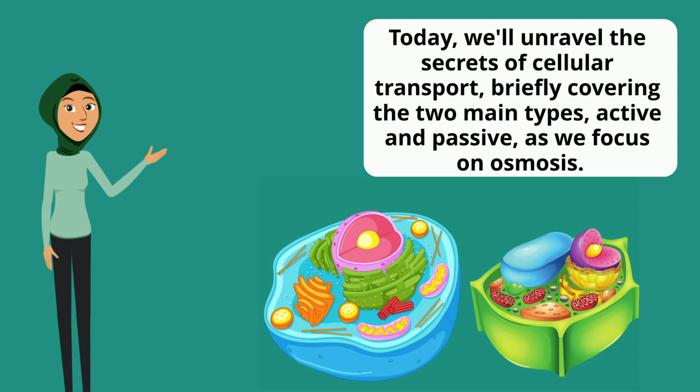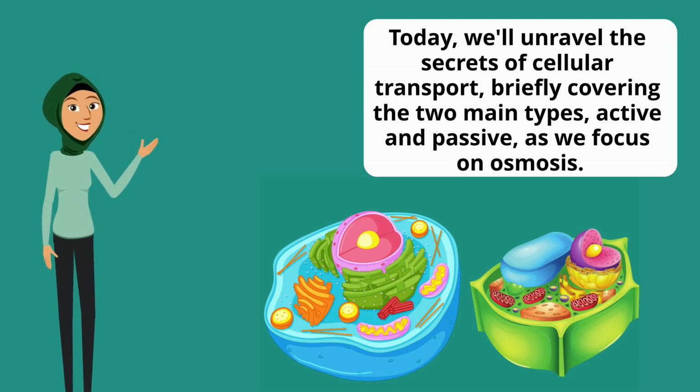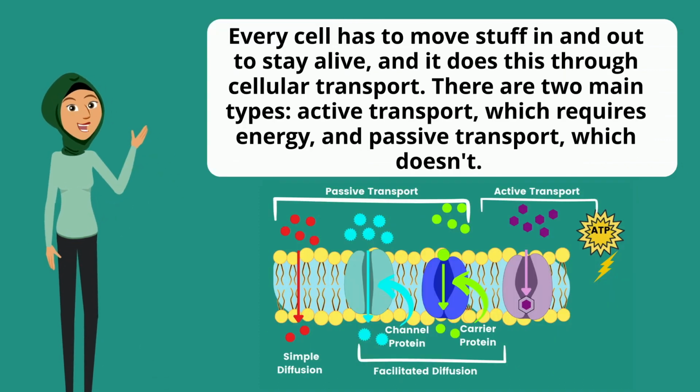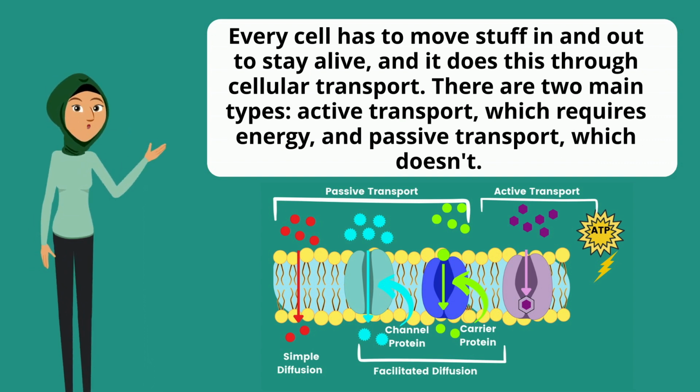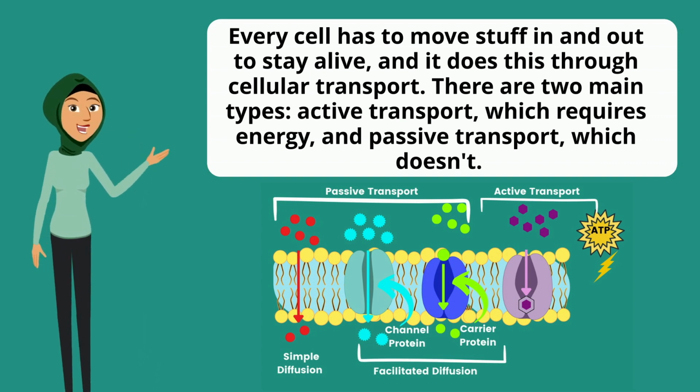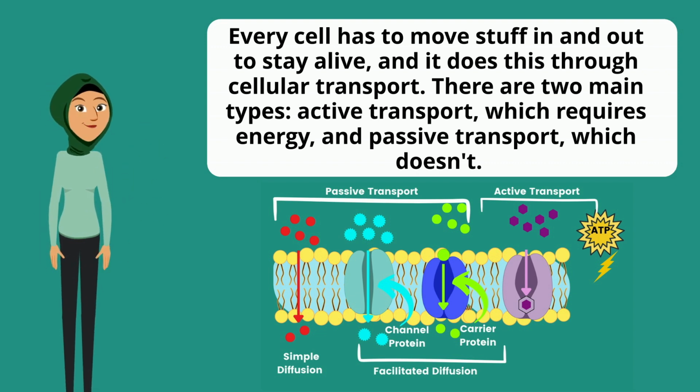Today we'll unravel the secrets of cellular transport, briefly covering the two main types, active and passive, as we focus on osmosis. Every cell has to move stuff in and out to stay alive, and it does this through cellular transport. There are two main types, active transport, which requires energy, and passive transport, which doesn't.